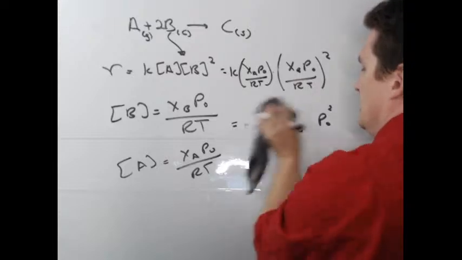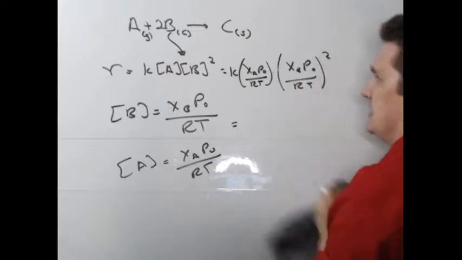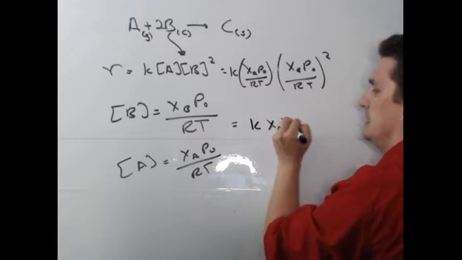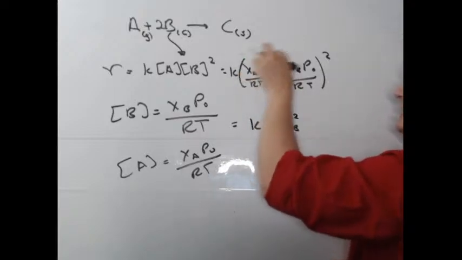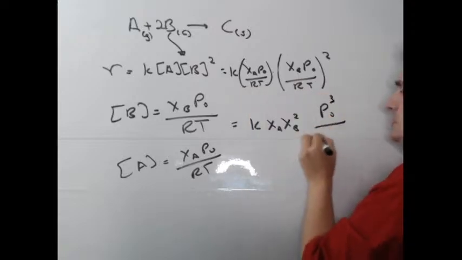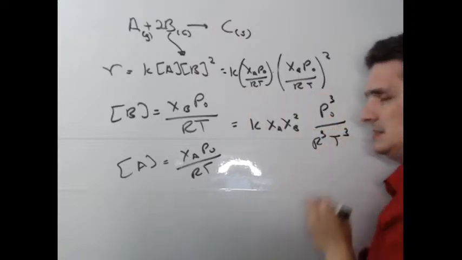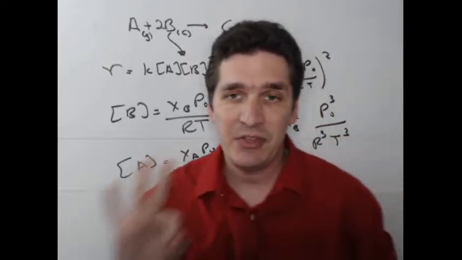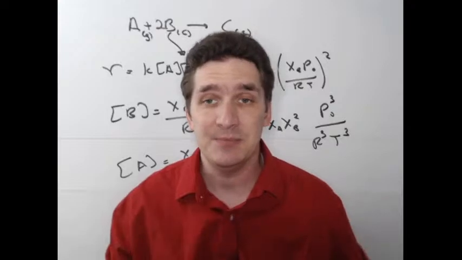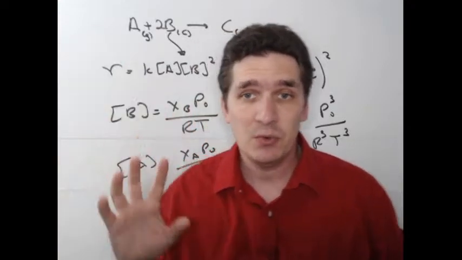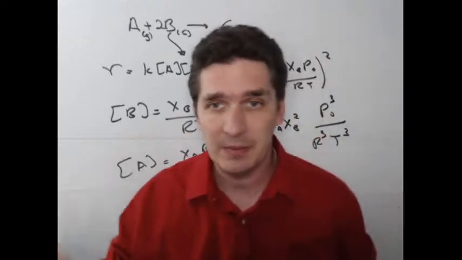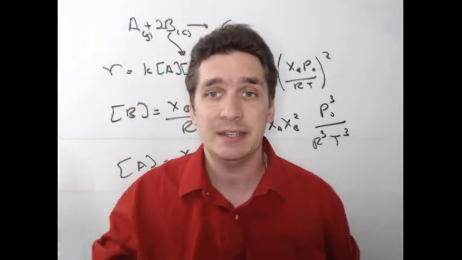So now if I start factoring things out, I'll get a K XA XB squared. P naught times P naught squared is P naught cubed over R cubed T cubed. So this is actually a third order pressure dependence. If I double the pressure, the rate of reaction gets 8 times faster. So this is the long way to do it, and it's going to always work. It's going to actually start showing back up when we talk about equilibrium reactions in the next test.